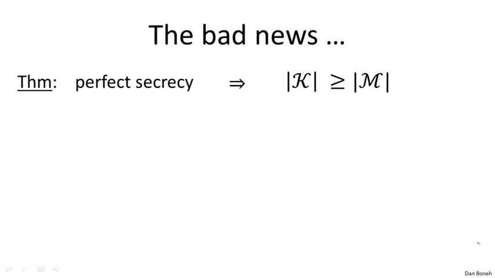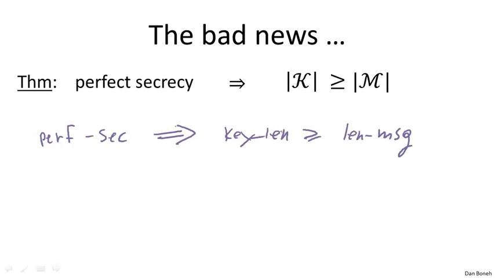Well, the bad news is that Shannon, after proving that the one-time pad has perfect secrecy, proved another theorem that says that if a cipher has perfect secrecy, the number of keys in the cipher must be at least the number of messages that the cipher can handle. So in particular, what this means is that if I have perfect secrecy, then necessarily the length of my key must be at least the length of the message. Since the one-time pad satisfies this with equality, the one-time pad is an optimal cipher that has perfect secrecy.